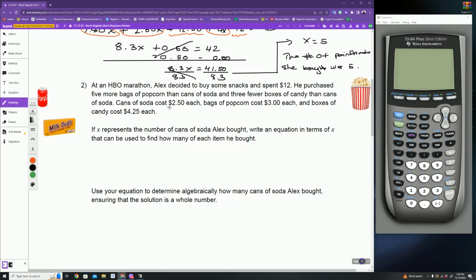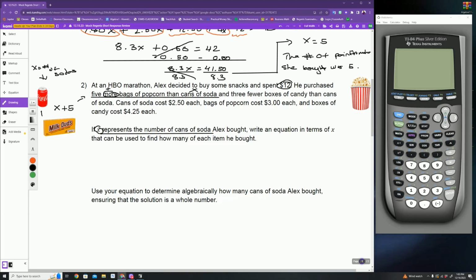So what we can do here is we have X again. It's a very similar problem. It represents the number of cans of soda Alex bought. So X is the number of sodas. Okay. He spent $12 in total. He bought 5 more bags of popcorn than cans of soda, so that is similar to the last one. The cans of soda is X. 5 more means addition. So this is X plus 5.